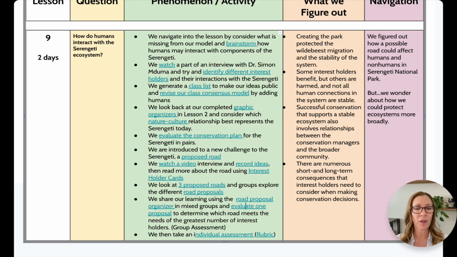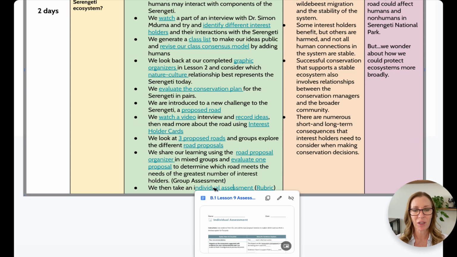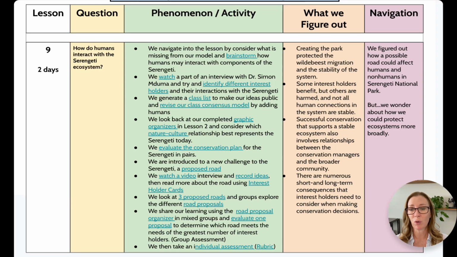And so this is all in preparation to then take the individual assessment. I'm not going to open this up, and I'm going to unlink this eventually because I don't want students to have access, but then this leads to an individual assessment, all using these same ideas about evaluating a proposed solution using all the ideas we've developed so far.